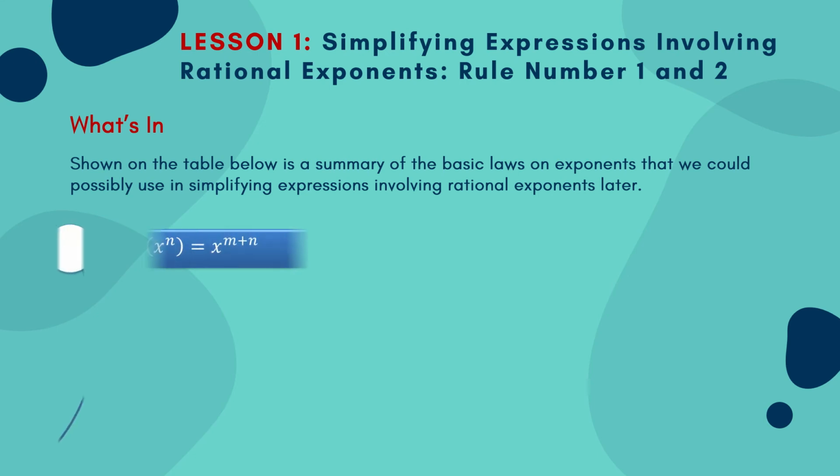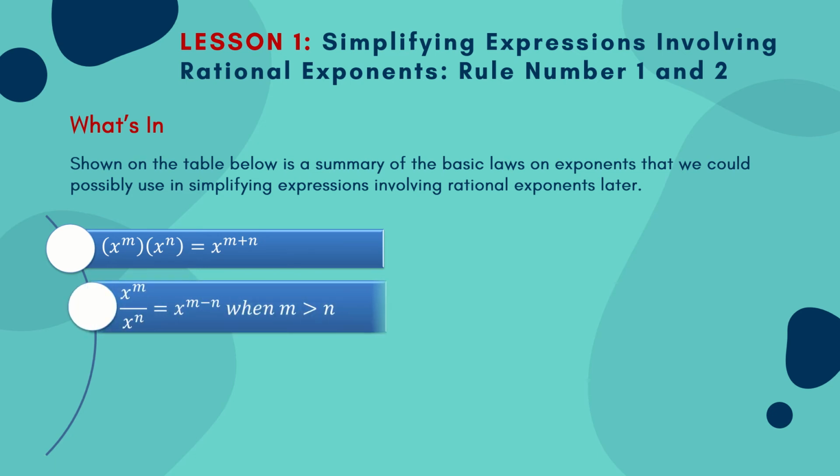To recap a few of the laws of exponents that we have discussed in module number 3. The first law is the product rule. The product rule states that when we multiply powers of the same base, we simply add their exponents. As you can see, base x exponent m plus n, you just add the exponents when we multiply powers of the same base. The second law of exponent is the quotient rule.